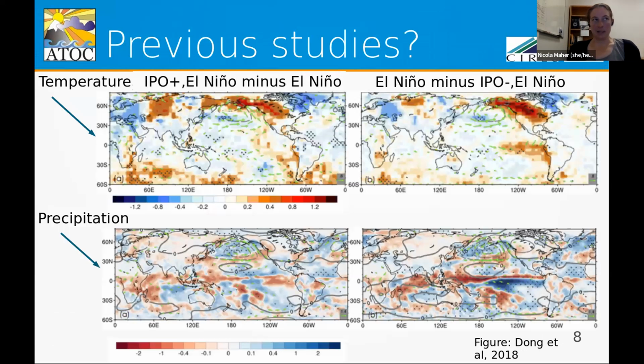More recent studies have revisited this question, and this study uses the IPO, or the Interdecadal Pacific Oscillation, which is highly related to the PDO. Here they show temperature on the top and precipitation on the bottom. The left-hand panel shows El Ninos that occur during a positive phase of that Pacific decadal variability minus just El Ninos. And the right shows El Ninos minus El Ninos that occur in a negative phase of Pacific decadal variability. Basically, what they show over North America is that the Pacific decadal variability can have an influence on ENSO temperature teleconnections in the top two panels, where you can see that effect over Canada and North America. It's a little bit harder to see with the precipitation, but there are effects, particularly along the coastline and in the southern US.